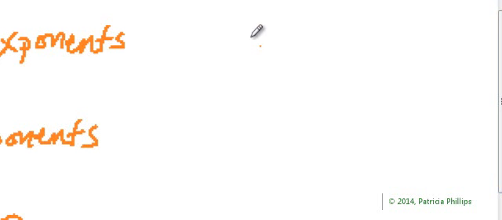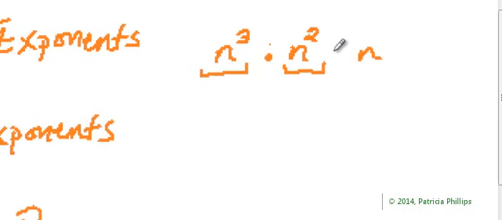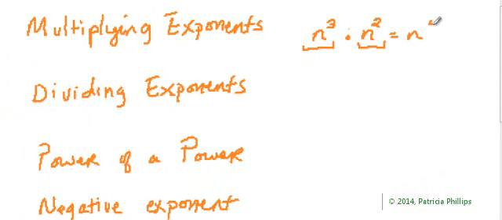When you're multiplying 2 or more monomials that have the same base, you just add the exponents. So if you were to see something that said n to the power of 3, n to the power of 2, these have the same base. What you basically do is just add the 3 and the 2. So you have n to the power of 5.